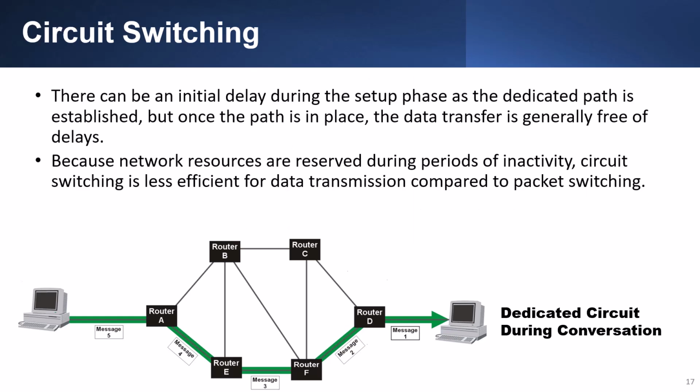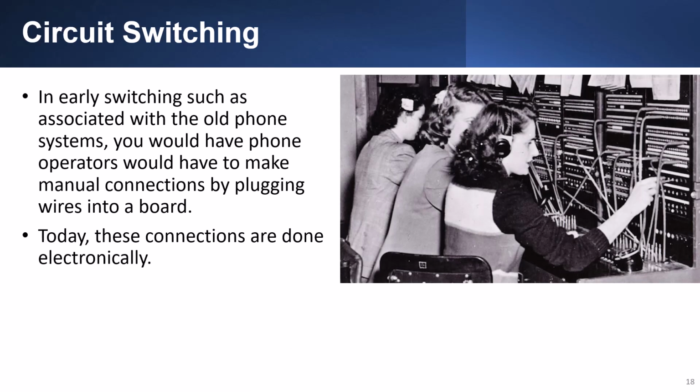There can be an initial delay during the setup phase as the dedicated path is established, but once the path is in place, the data transfer is generally free of delays. Because network resources are reserved during periods of inactivity, circuit switching is less efficient for data transmission compared to packet switching. In early switching, such as with the old phone systems, phone operators would have to make manual connections by plugging wires into a board. Today, these connections are done electronically.